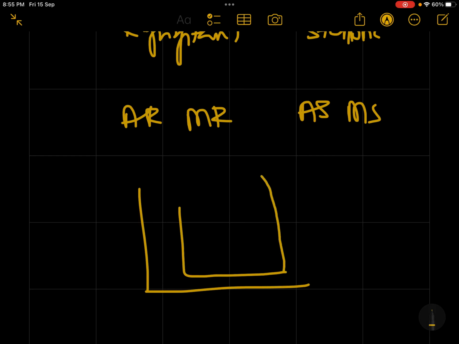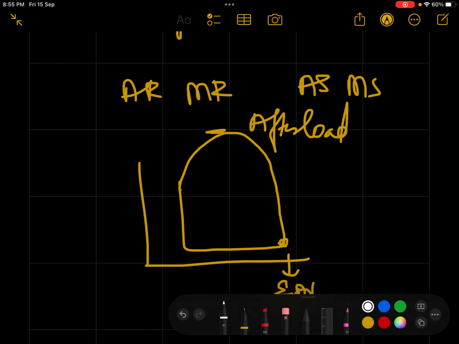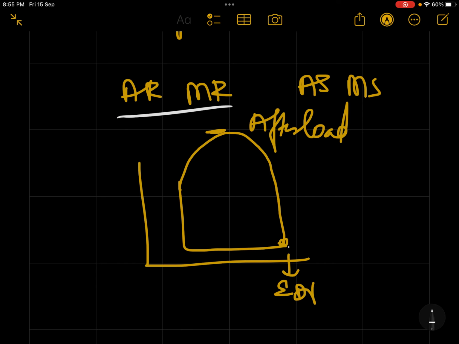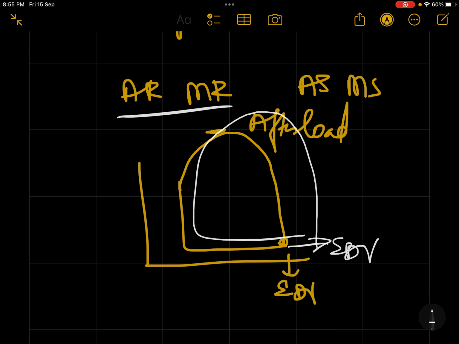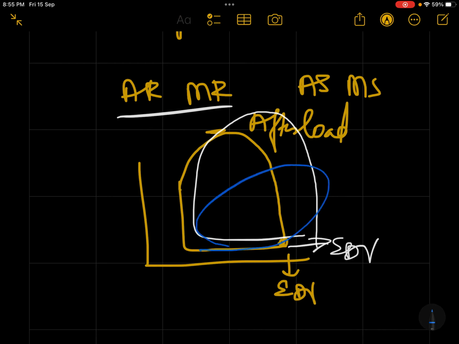Drawing the normal loop, this denotes the end diastolic volume, right, and this denotes the afterload. So in regurgitant lesions you will have increased end diastolic volume. The graph might look somewhat like this, or it might also look somewhat like this. In both cases, EDV is increased, but afterload is increased only in the cases which affect the aortic valve.